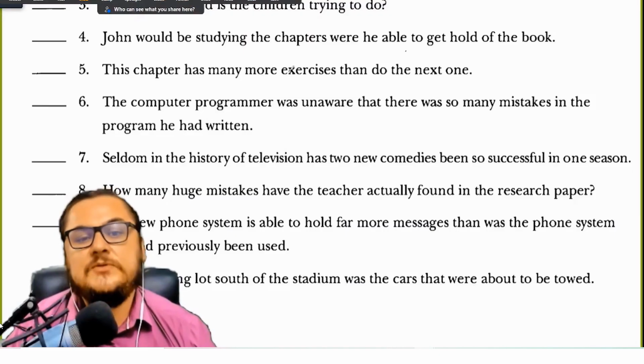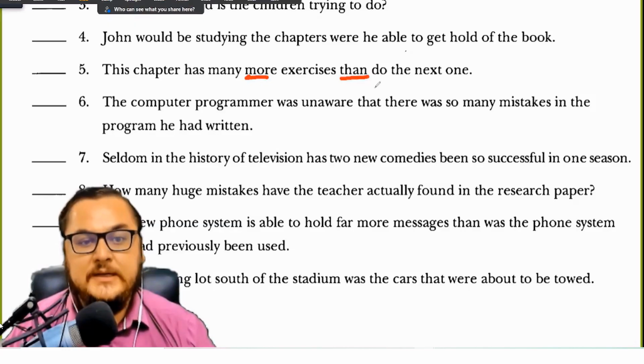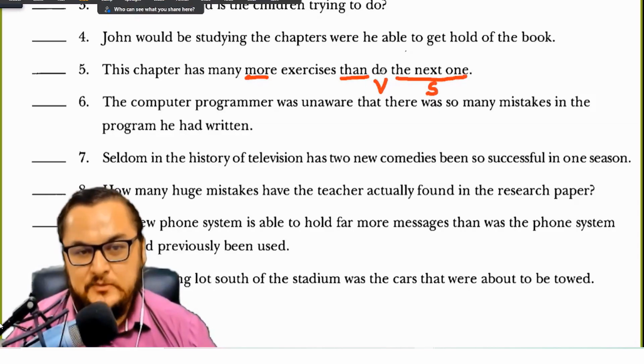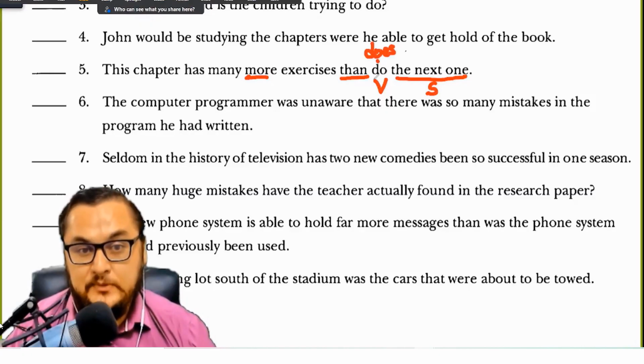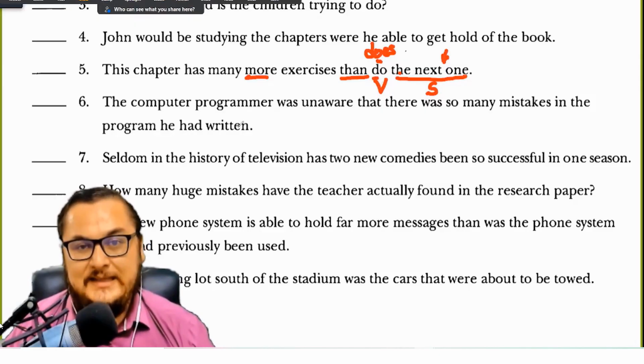In number 5, we realize that there is a comparison, and that by having a comparison, I'm going to find the verb and then the subject. The clearest difference is that this verb is conjugated in the plural, because the singular is does. This is plural, but the subject of the sentence is singular. Therefore, the sentence is incorrect. It should be does.